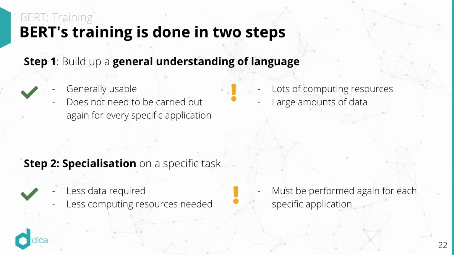And then there's a second step, which is called specialization, and this is different for every specific task. Since the network already has been trained, I need less data and also less computing resources. I need to perform this second step for every specific application I want to use BERT in, though. So let's look at the first step first.